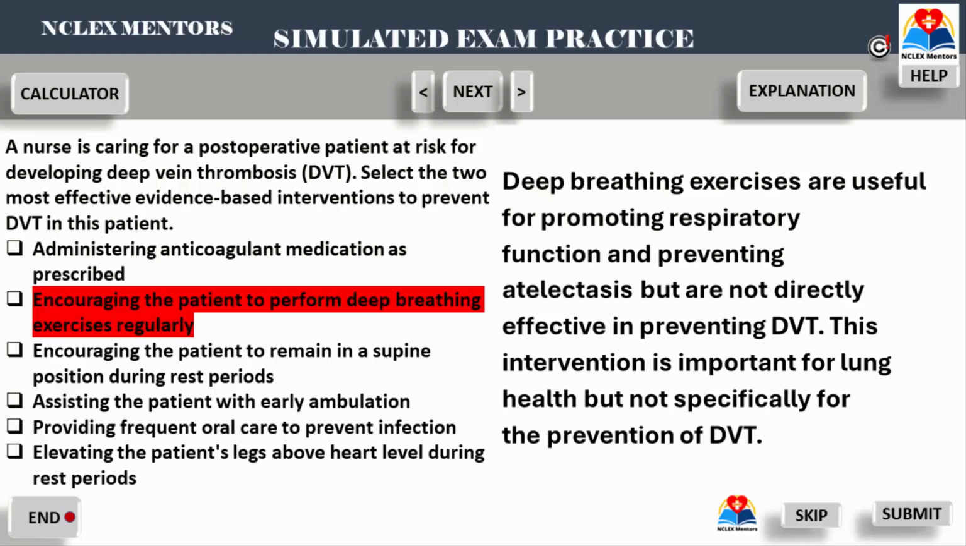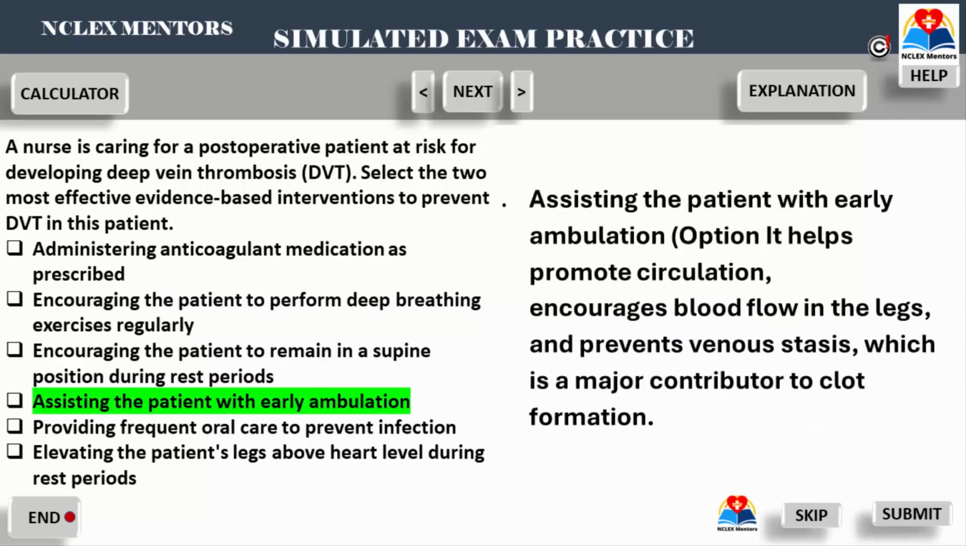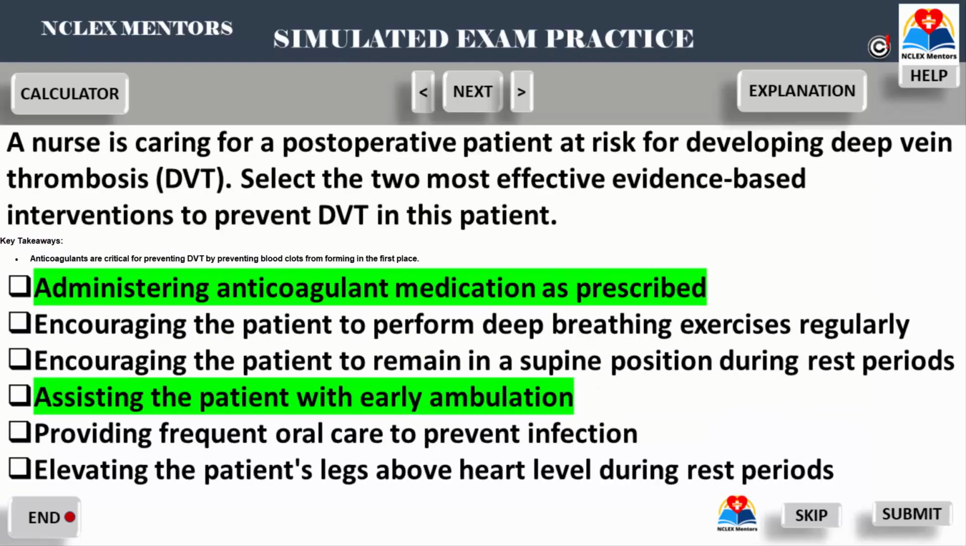Encouraging deep breathing exercises: important for lung health and preventing post-op complications like pneumonia, but does not directly prevent DVT. Eliminate this option. Assisting with early ambulation. Yes, getting the patient up and moving is one of the most effective ways to prevent DVT. Walking promotes circulation, reduces blood stasis, and significantly lowers the risk of clots. This option is correct.